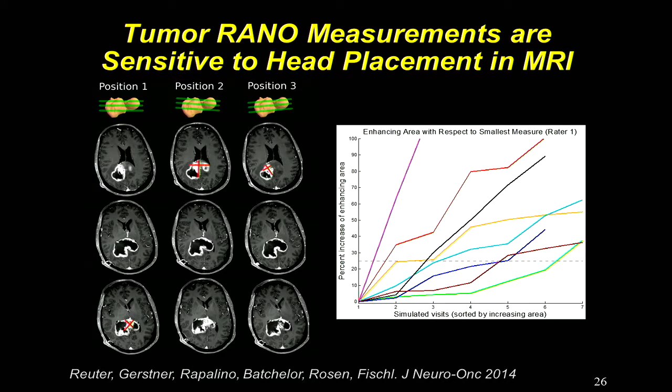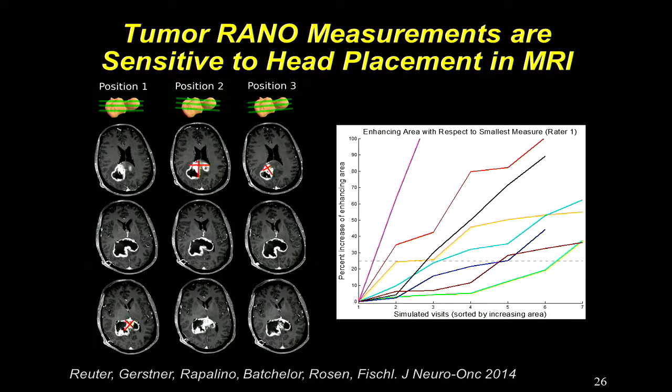So what we did is we took a bunch of scans. These are scans that Elizabeth had collected. These are serial scans of subjects with GBMs. And we used the registration across time to figure out where the head was in the scanner.